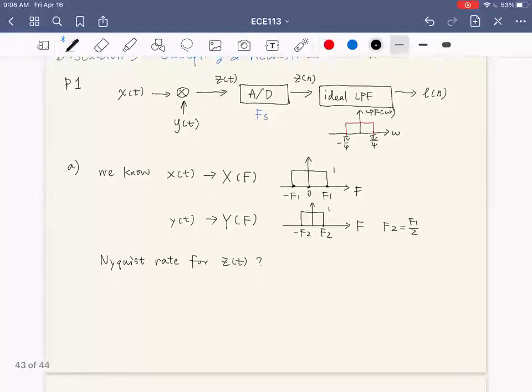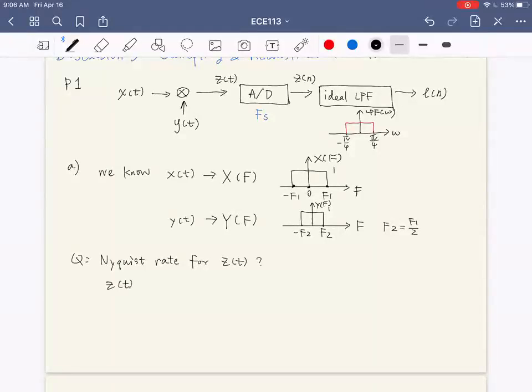So question 1 is, we know that the big X(F) looks like this. It is nothing but a window ranging from minus F1 to F1, with magnitude 1. Similar for Y(F), and the relationship between F1 and F2 is this: F2 is half of F1. So the question is, what is the Nyquist rate for z(t)?